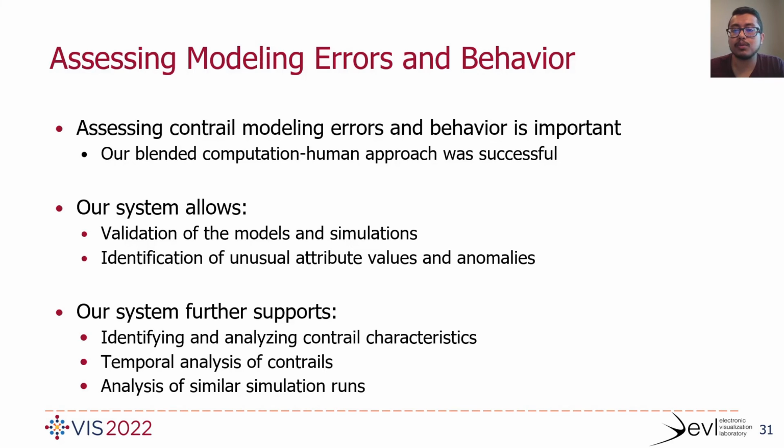Contrail simulations are used for environmental predictions, and so it is necessary to assess modeling errors and behaviors. Our blended computation human approach was successful. Our system allows validation of models and simulations and identification of unusual attribute values and anomalies. Our system further supports identifying and analyzing contrail characteristics, the temporal analysis of contrail structures, and the analysis of similar simulation runs.